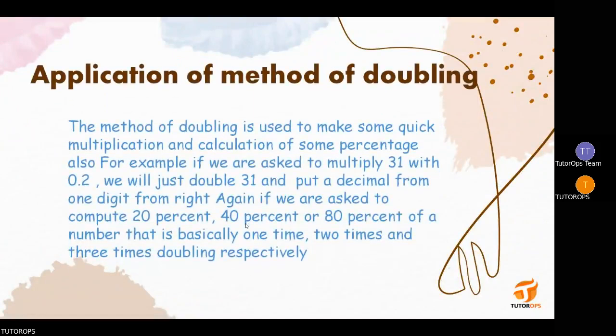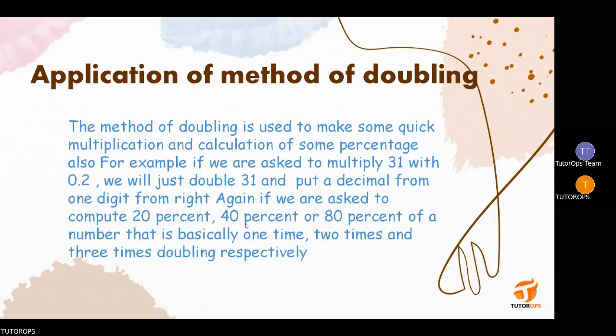Application of the method of doubling. So I will show you some applications of the method. The method of doubling is basically used to make some quick multiplication. As I have mentioned, we will only check the next digit of the number, whether it is from group 1 or group 2. If it is from group 1, I will put it down immediately, and if it is from group 2, I will add 1 to the previous number. So this method of doubling is used to make some quick multiplication and calculation of some percentages also.